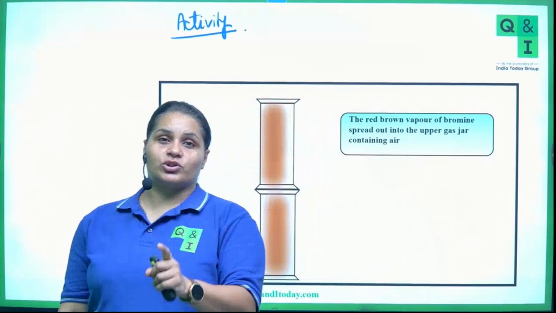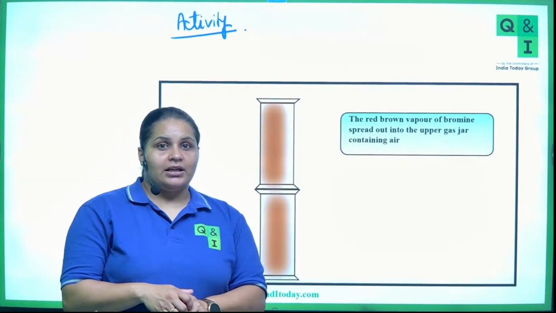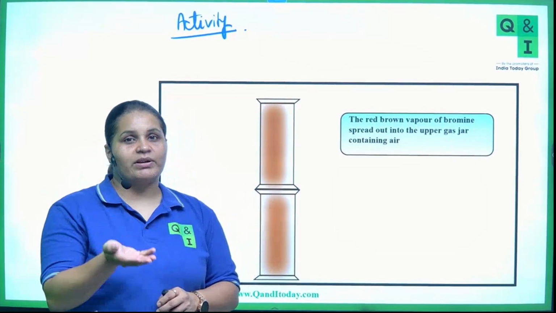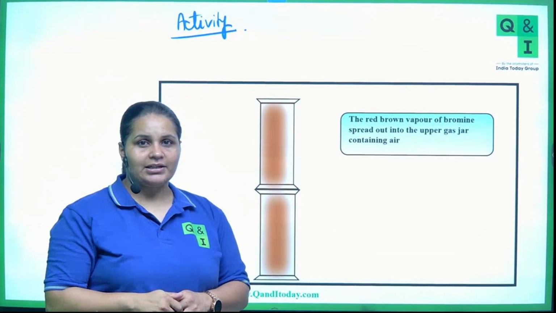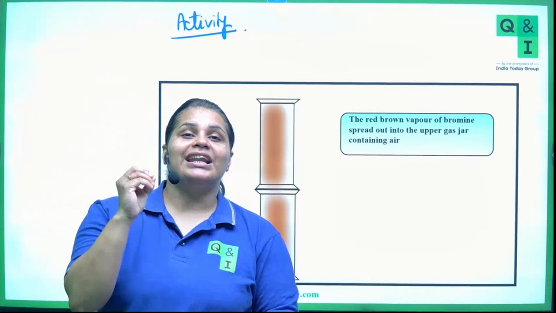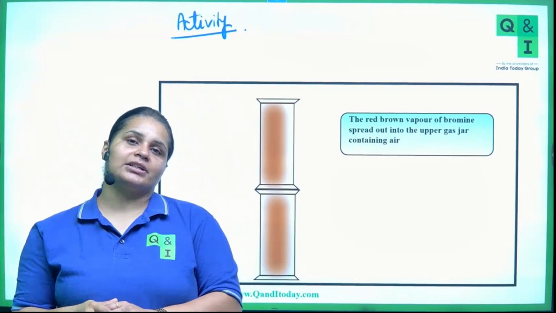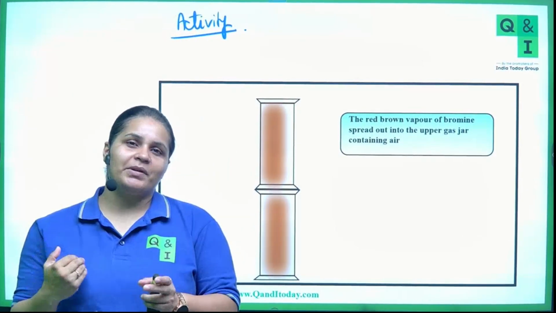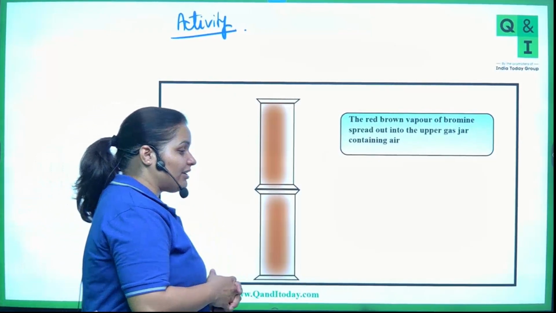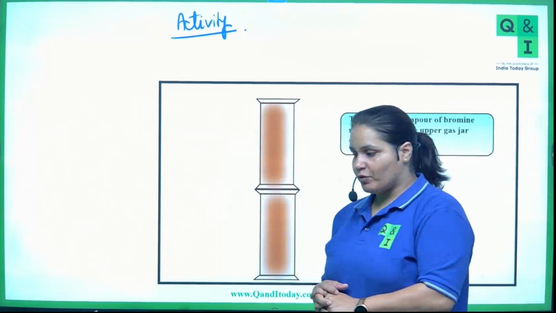This was the question in your NCERT exemplar. One reason could be that bromine vapors are lighter than air. That's why they moved upward, right? Or the other reason could be diffusion, that is simply intermixing of particles. What do you think? Reason one or reason two, which would be correct? What do you say?